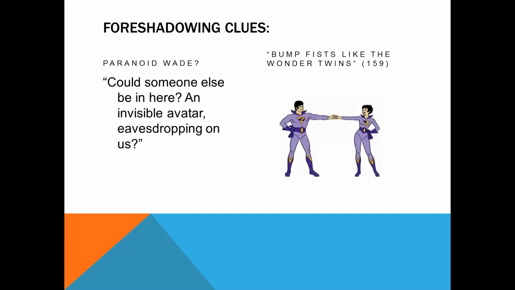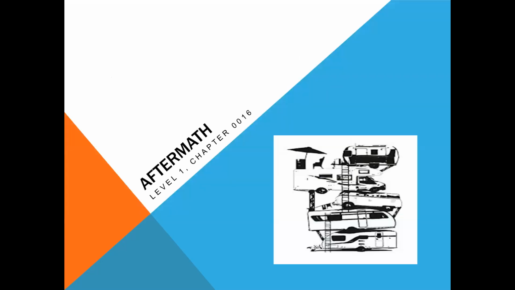So, could someone else be here? Wade asks, an invisible avatar eavesdropping on us? Well, they kind of dismiss this, or at least H does. He says that's probably just a glitch in the programming, although he admits he'd never seen one like that before. Then, just to be on the safe side, they decide to exit and they bump fists like the Wonder Twins, which gives us another classic late 70s, early 80s pop culture reference.